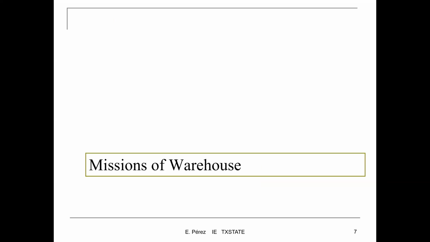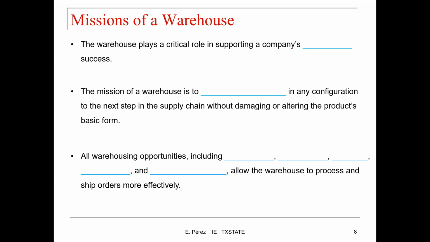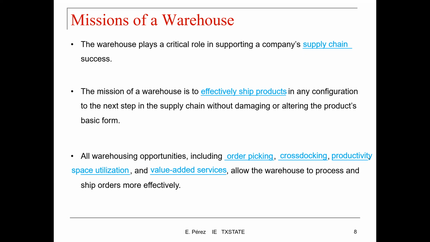So what are the missions of warehouse? The warehouse plays a critical role in supporting a company's supply chain success. The mission of a warehouse is to effectively ship products in any configuration to the next step in the supply chain without damaging or altering the product's basic form. All warehousing opportunities, including order picking, cross-docking, productivity, space utilization, and value-added services, allow the warehouse to process and ship orders more effectively.